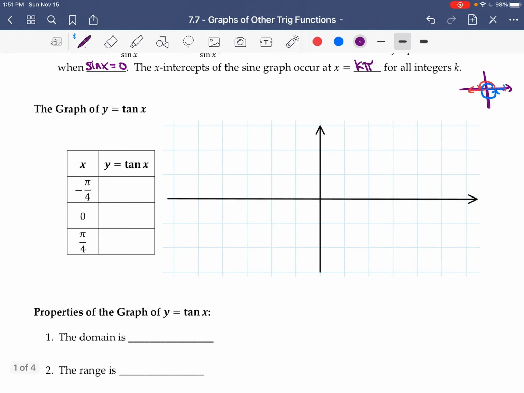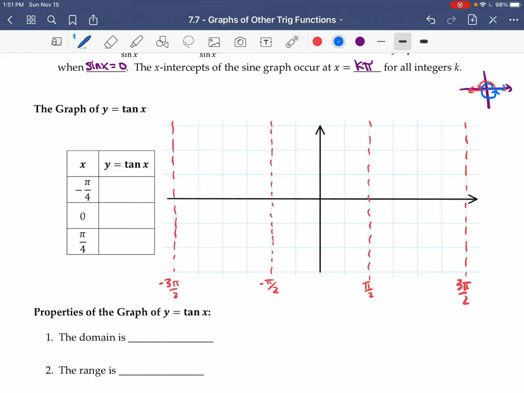So if I wanted to graph tan of x, I'm going to make two steps. I know that I'm going to have a vertical asymptote when cosine is 0. So this is going to be at pi by 2, or negative pi by 2, or 3 pi by 2, or negative 3 pi by 2, in this picture, and keep going. So we get all these vertical asymptotes.